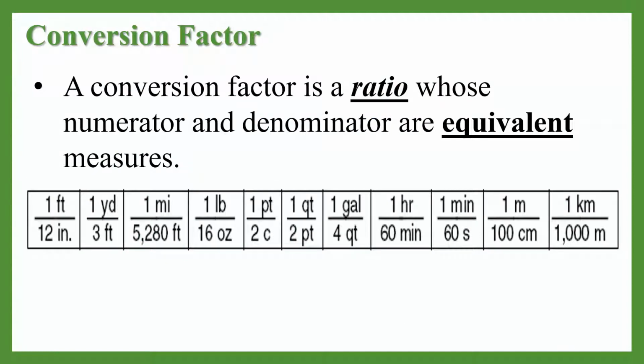So more about conversion factors. Conversion factors are ratios. Okay, so a conversion factor is a ratio whose numerator, the number on top, and denominator, the number on the bottom, are equivalent measures. And that's why it doesn't really matter. It's true that 1 foot is equal to 12 inches, but you could also say 12 inches is equal to 1 foot. Okay? Their numerator and denominator are equivalent.